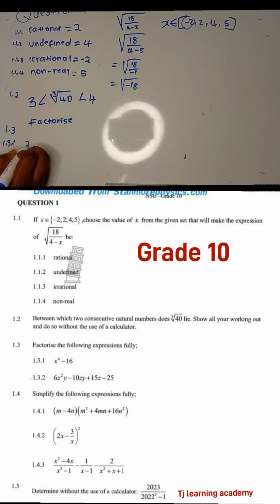1.3.1 is x to the exponent of 4 minus 16. Whenever you see a square number and negative, just know that this is a difference of two squares. So go x to the 4. I know that 16 is 4 to the exponent of 2.